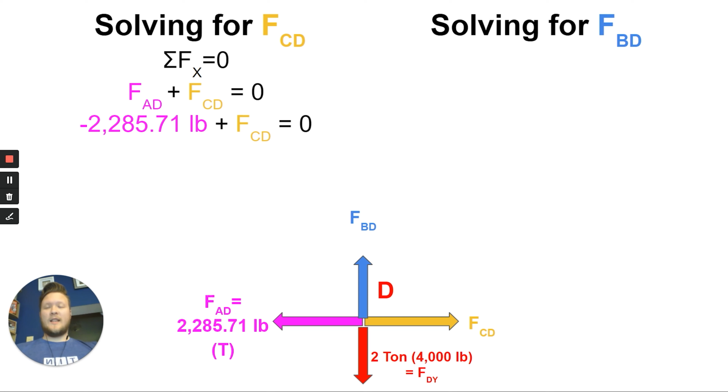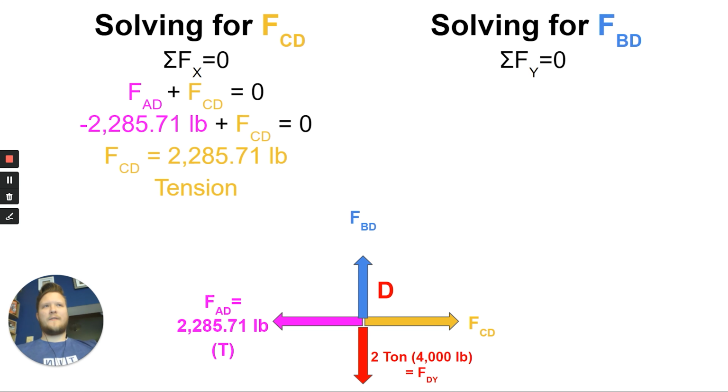Wait, Mr. Bolin, why is it negative now? Look at it in this free body diagram. In this free body diagram at joint D, it is going in the negative x direction. So we have to account for that in our math. Move that to the other side to solve for FCD, and we get that FCD is 2,285.71 pounds in the positive x direction. So it is under tension.